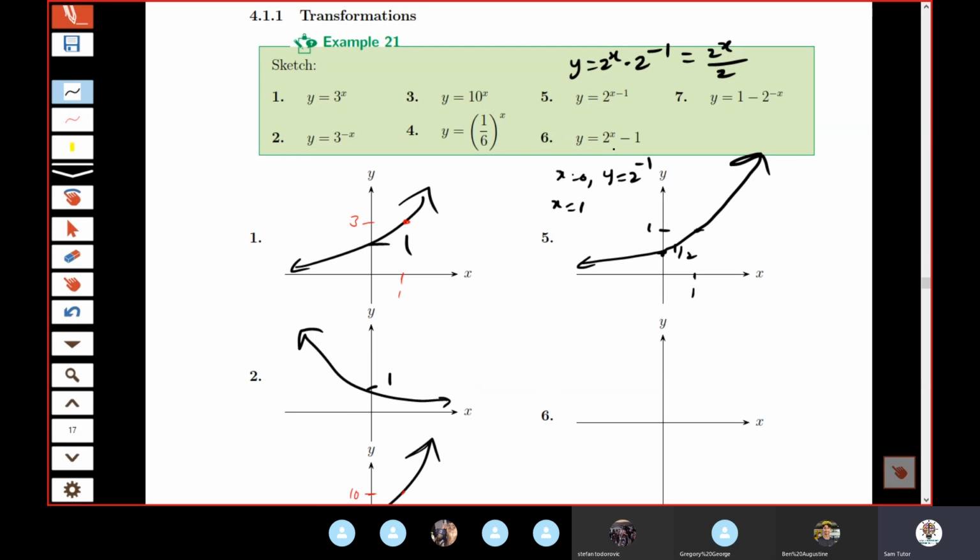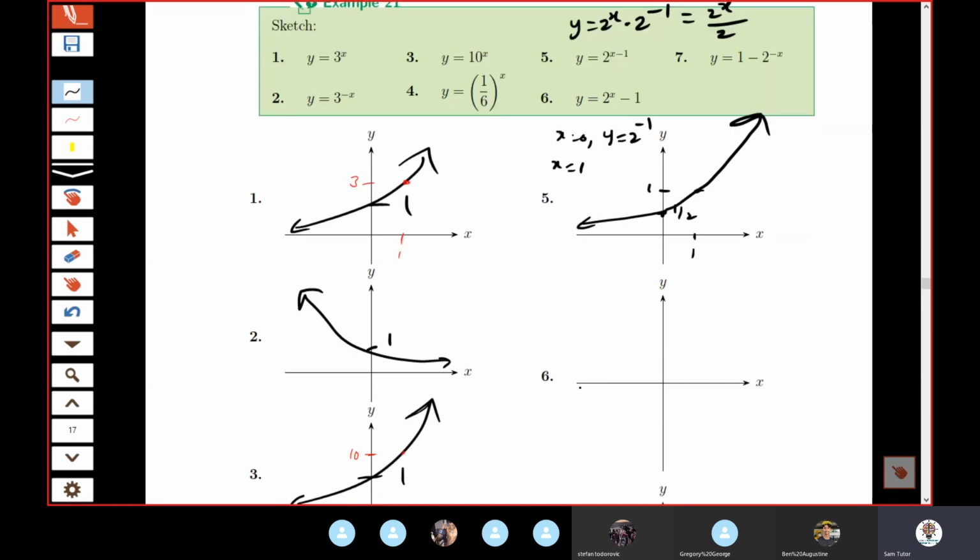Question 6, however, it's saying 2 to the x take away 1. So now you're actually shifting your whole exponential down 1. So instead of your asymptote being at 0, your new asymptote is at negative 1. Right? Do we get that? Because usually it's at 0. Now you're going to shift it down. It's at negative 1.